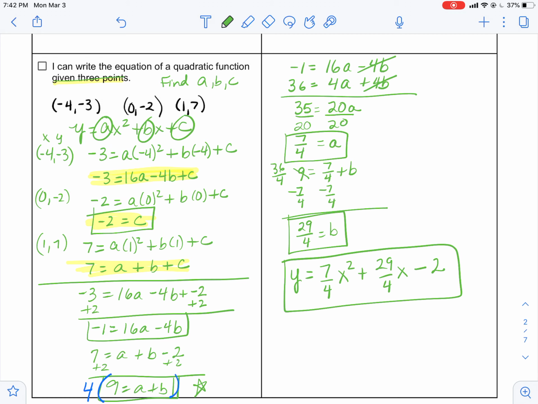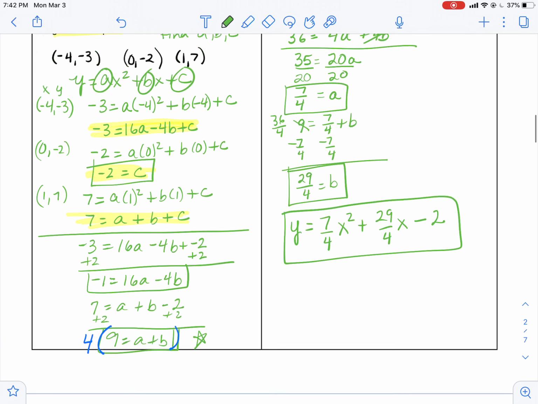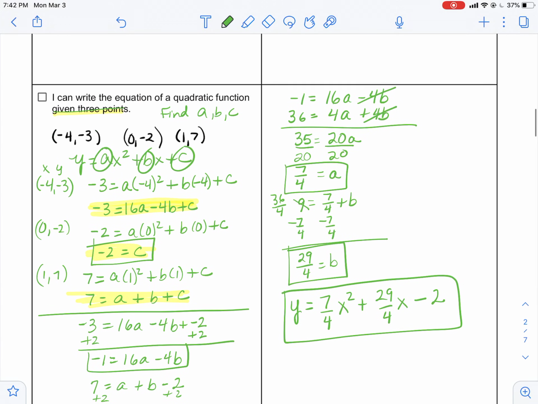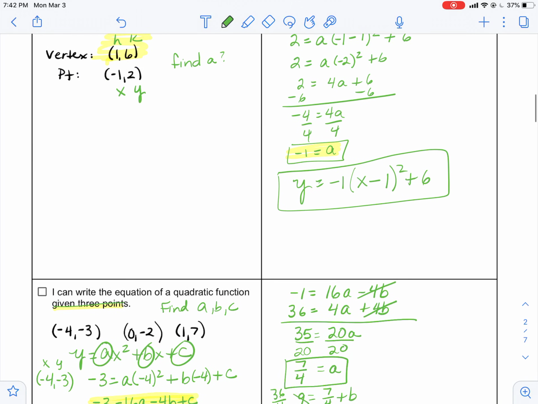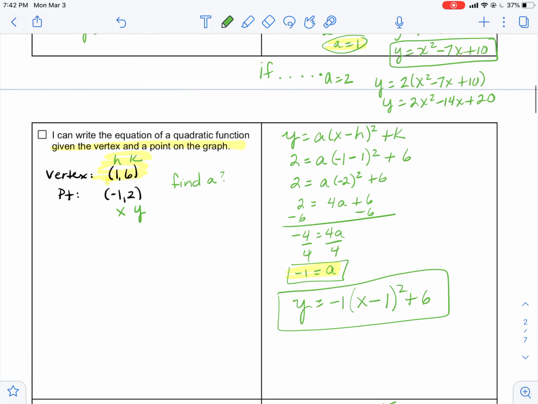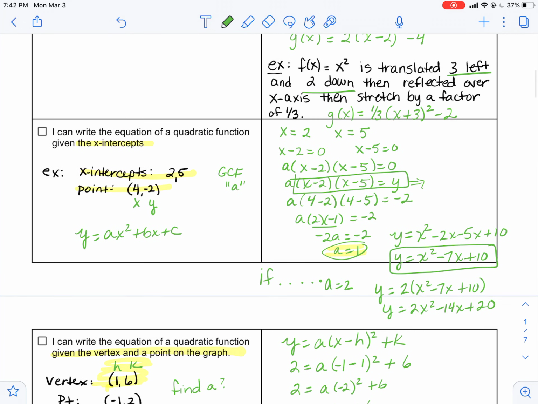Now, I don't think I've made an error because I've done this twice and got the same thing, but those are kind of nasty fractions that we're working with. But definitely, if you can find an error, let me know. And if you're the first one to find an error, I'll give you some extra credit points. Okay, so that is writing the equations given 3 points, given the vertex and a point, and given the intercepts and a point.